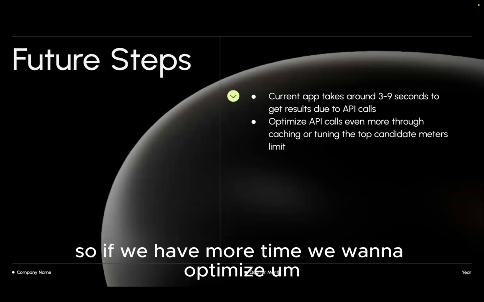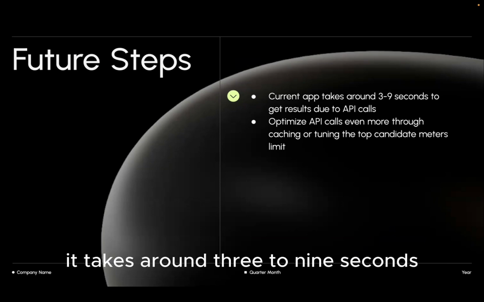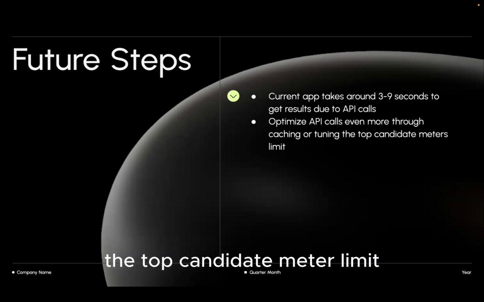If we had more time, we would want to optimize our API calls. As you saw in the demo, it takes around 3 to 9 seconds. And we thought that we could optimize it through either caching or tuning the top candidate meter limit.